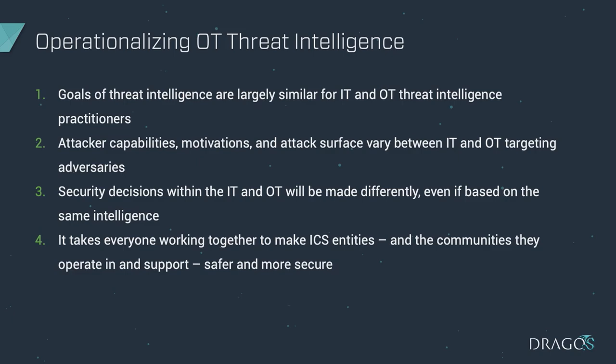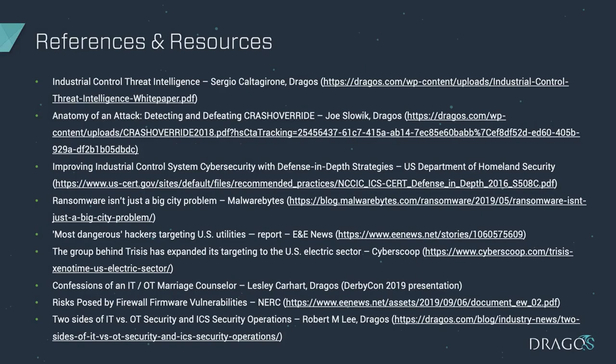And then it takes everyone working together to make ICS entities and the communities that they operate in and support safer and more secure. That includes everybody in this room, right? It's really important. These systems are very critical to our way of life, whether that's electric, oil and gas, making our cars go, keeping the lights on. And it's really cool to be able to collaborate across the board, regardless of what you specialize in, to be able to make these communities and these networks a lot safer. That's all I have for today.